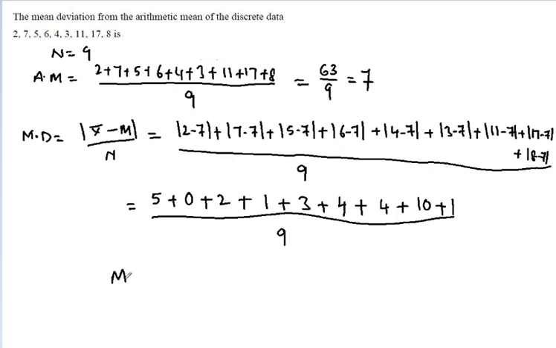9. Therefore, mean deviation M is equal to 5 plus 2, 7 plus 1, 8 plus 3, 11. 11 plus 4, 15. 15 plus 4, 19. 19 plus 10, 29 plus 1, 30. 30 by 9. This is 3, 3 times cancel, 10 times cancel. That is equal to 10 by 3. That is equal to mean deviation is equal to 3.33. That is the answer.